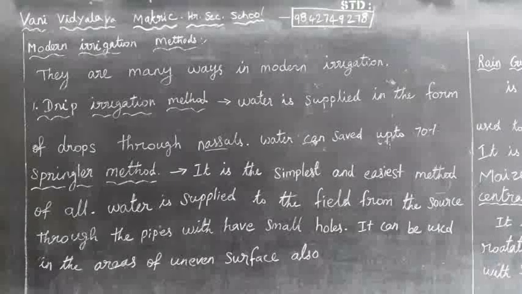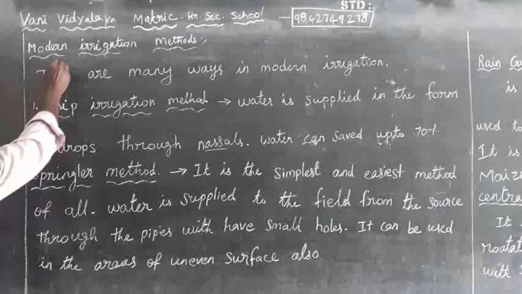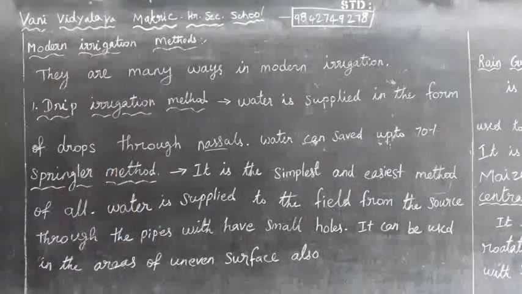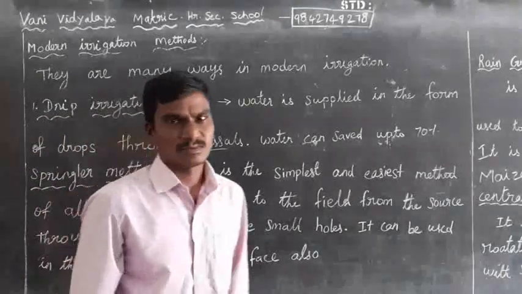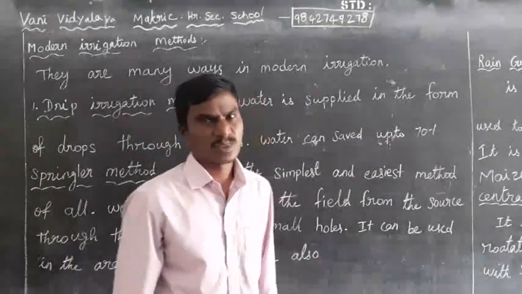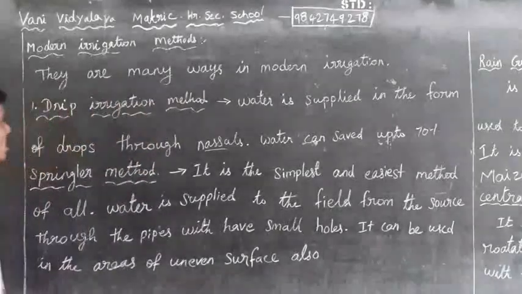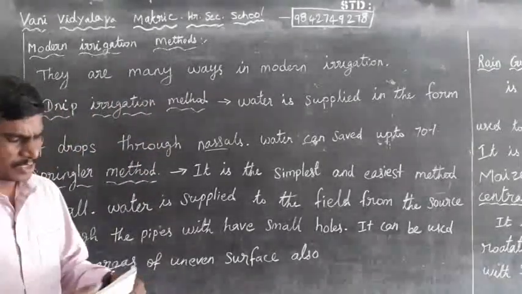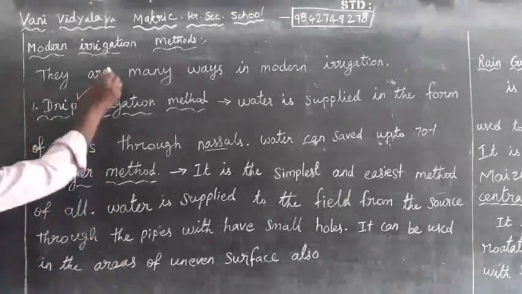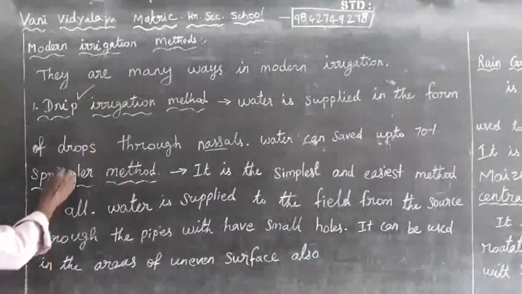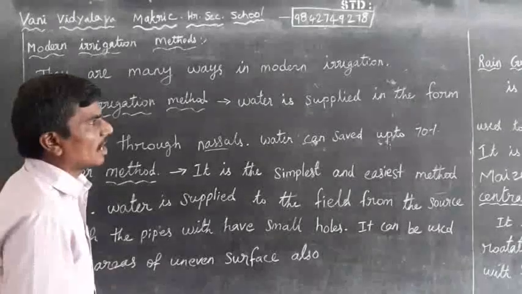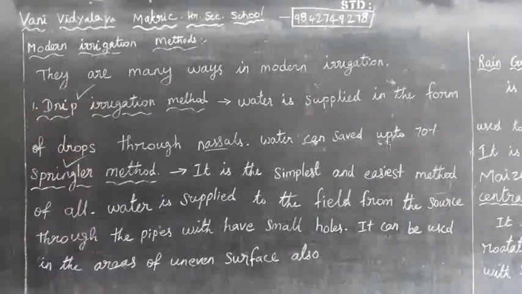Next topic, modern irrigation methods. There are many ways of modern irrigation methods. In India, there are many irrigation methods. The first one is drip irrigation, then sprinkler irrigation, and rain gun irrigation.